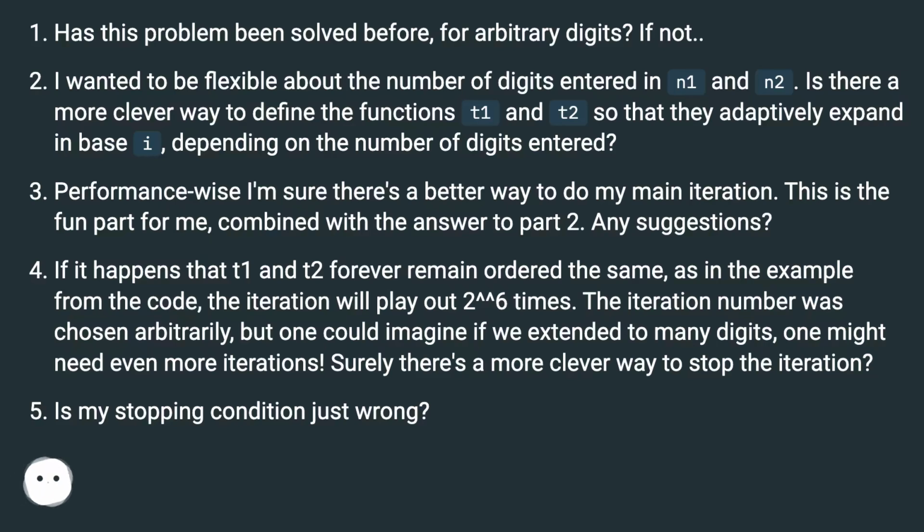Performance-wise, I'm sure there's a better way to do my main iteration. This is the fun part for me, combined with the answer to part 2. Any suggestions? If it happens that t1 and t2 forever remain ordered the same, as in the example from the code, the iteration will play out 2 happy face 6 times. The iteration number was chosen arbitrarily, but one could imagine if we extended to many digits, one might need even more iterations. Surely there's a more clever way to stop the iteration. Is my stopping condition just wrong?